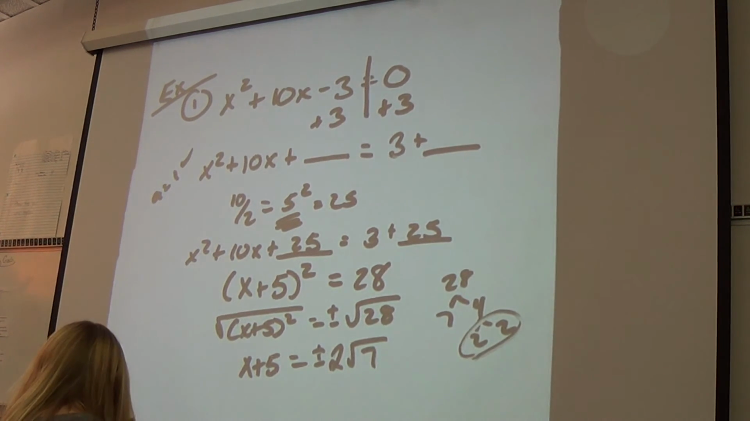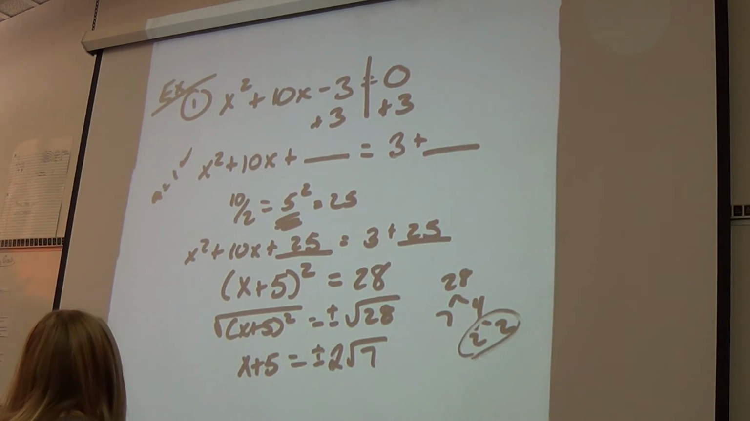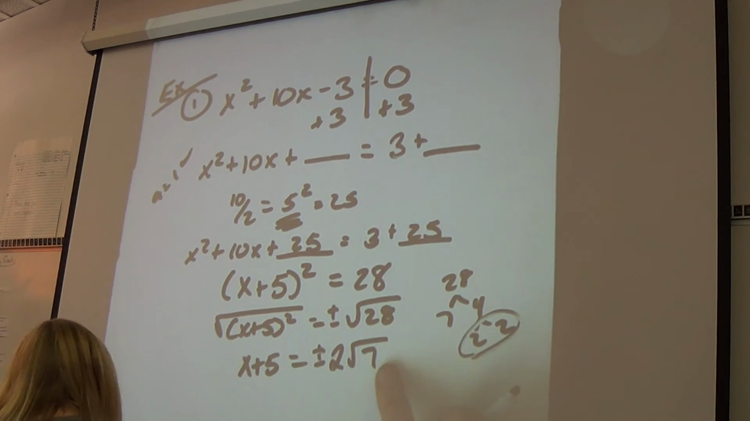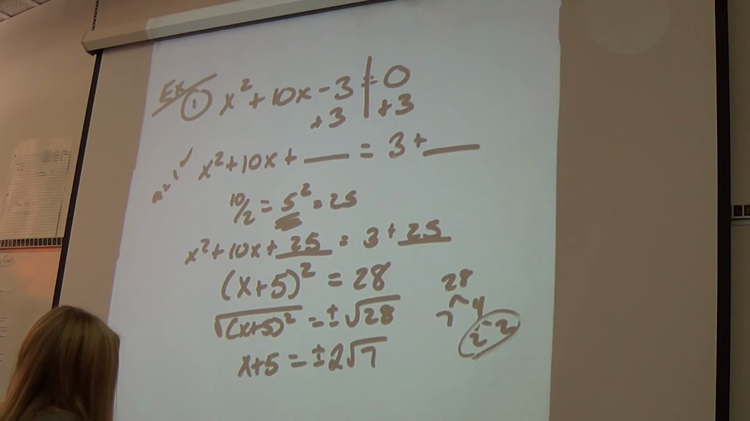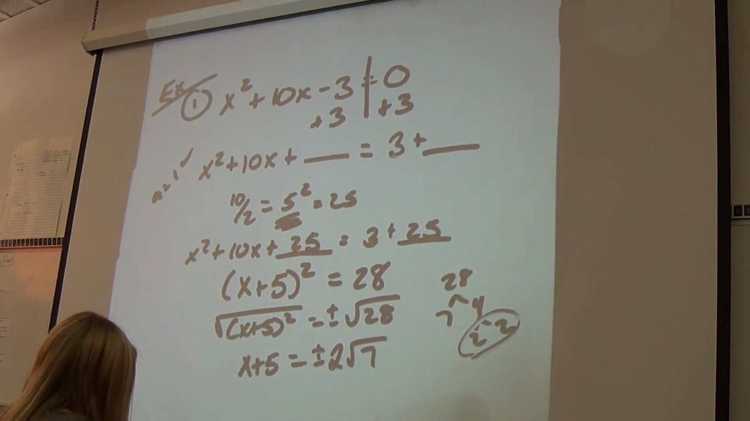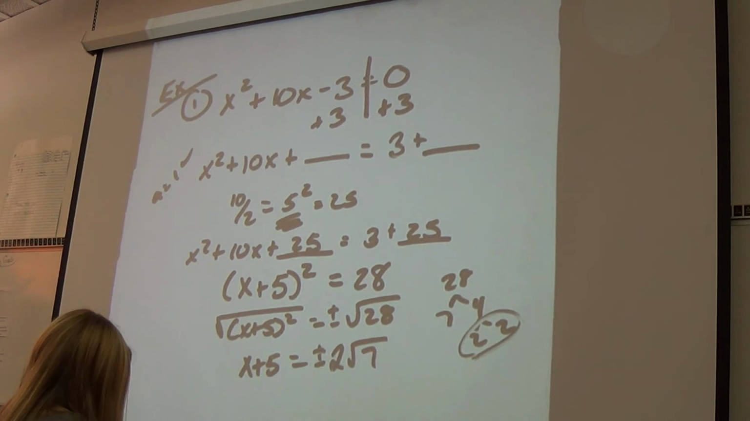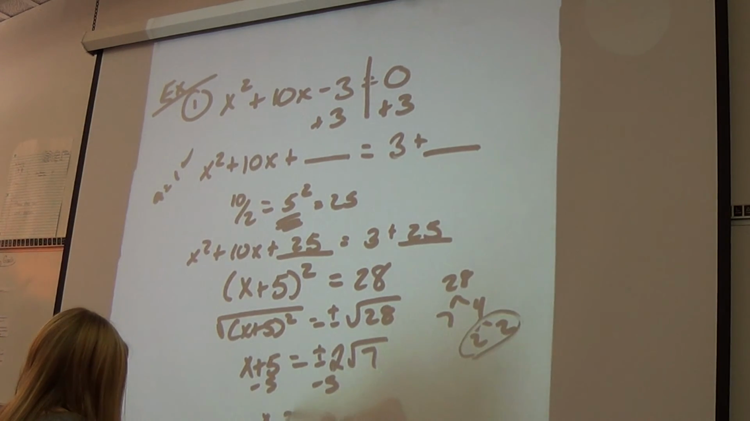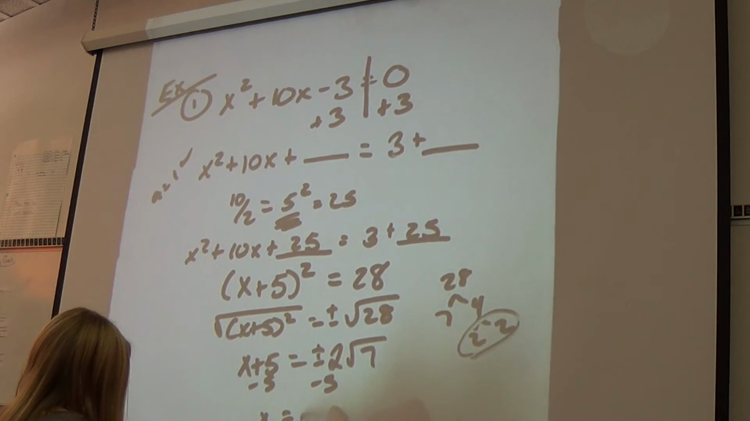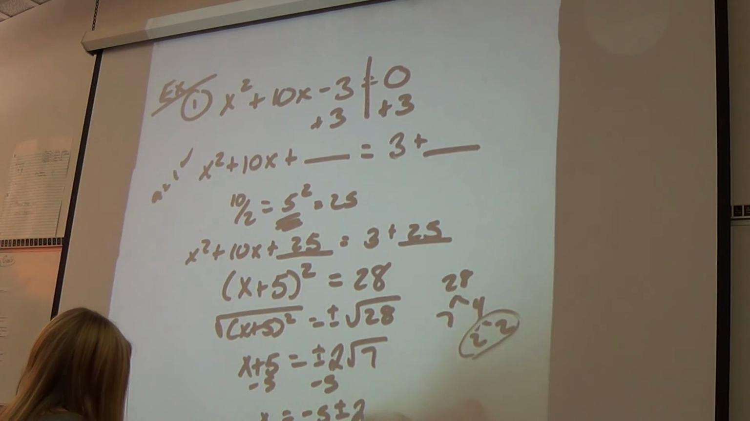I even like, it's set down here. But the 7 doesn't have a pair, so the 7 stays inside. The pair comes outside. All right, are we good? Am I done? No, what do I have to do now? Subtract the 5. And then how am I going to write my answer then? X equals -5 plus or minus 2 square root of 7.